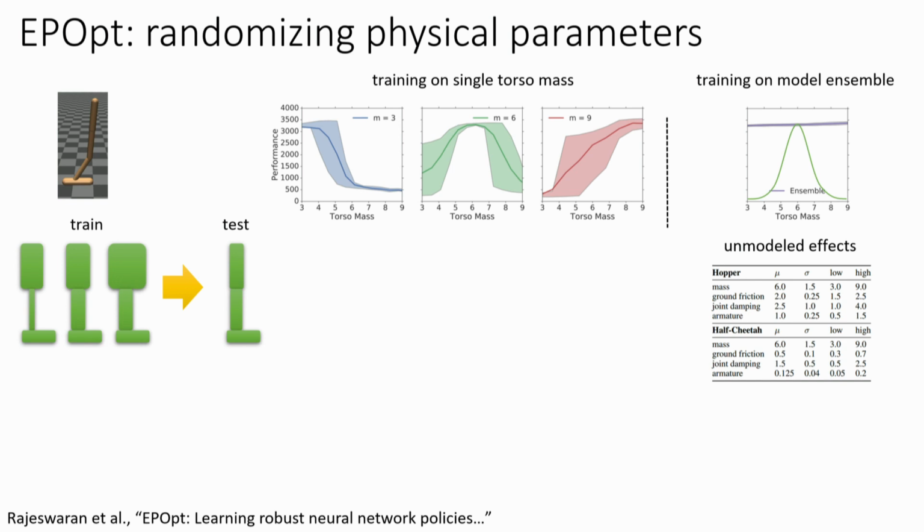So maybe I simulated my robot assuming that it had Coulomb friction at the contact point, but maybe in the target domain there are also differences between static and dynamic friction, and maybe the foot is a little bit soft and deformable, whereas my simulation was perfectly rigid. So I might have some unmodeled effects. And of course, we always have unmodeled effects in reality because we can never build a truly perfect simulator.